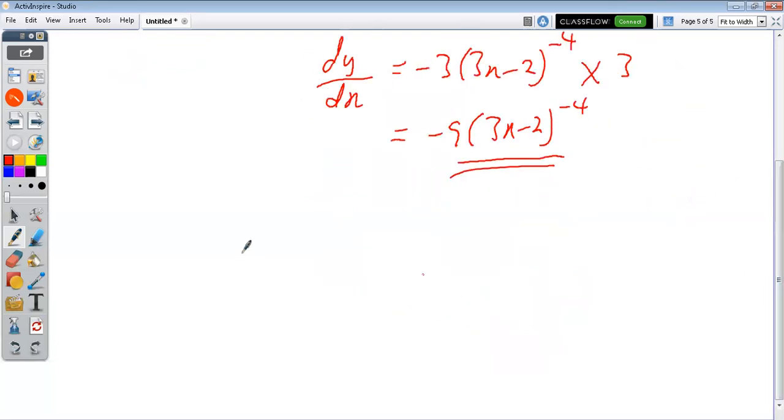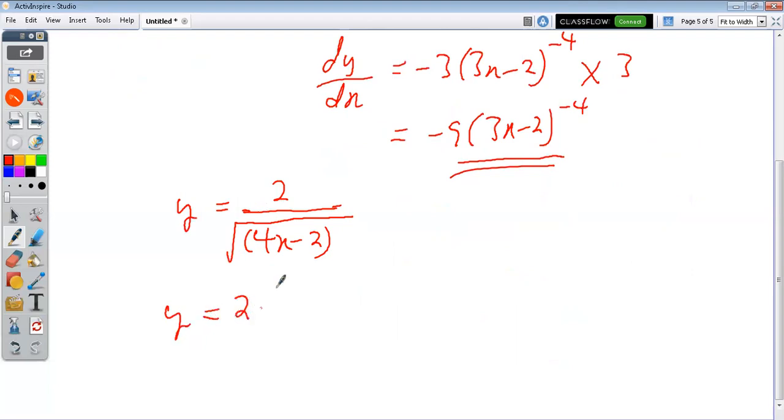Now, if I have y is equal to 2 over the square root of 4x minus 2, for this to be easy, we have to rearrange it. So this is the same as writing y is equal to 2 brackets 4x minus 2 to the power of negative half. It's negative half, because 1 over the square root is the power negative half.